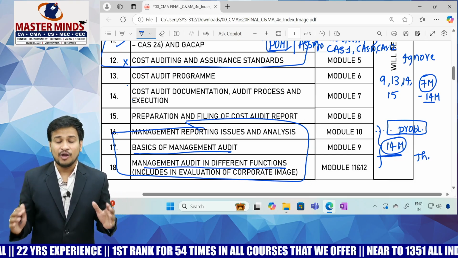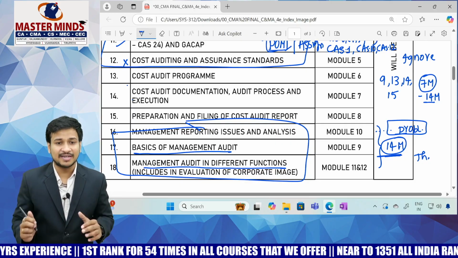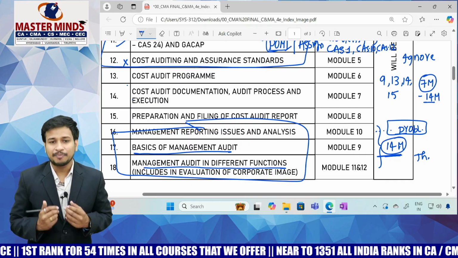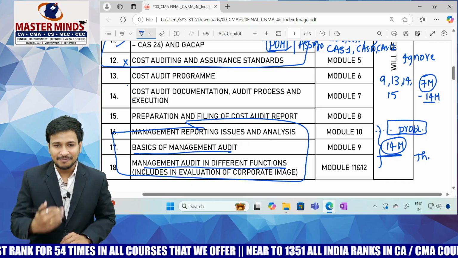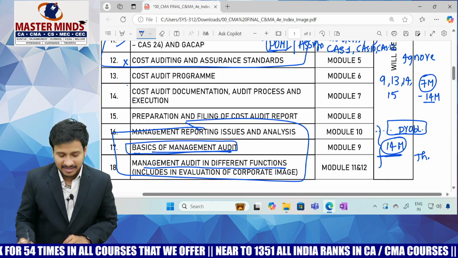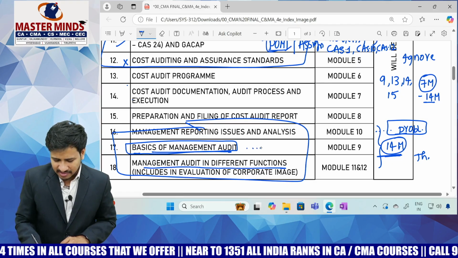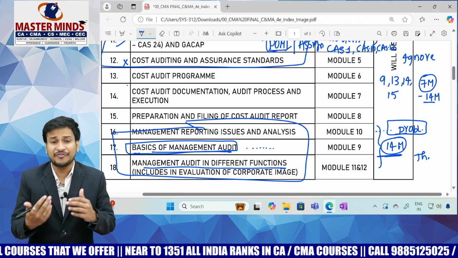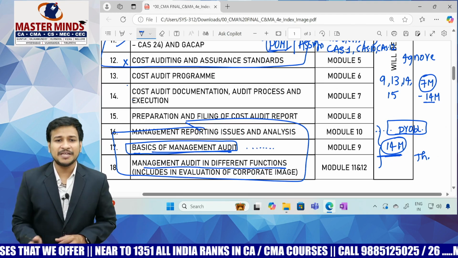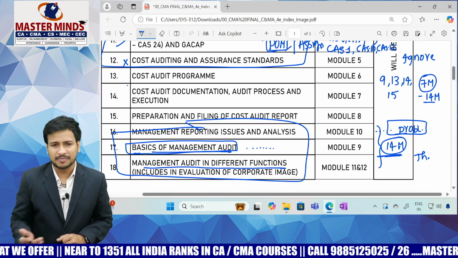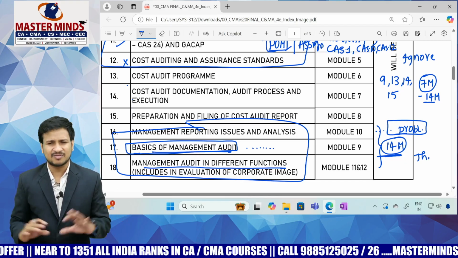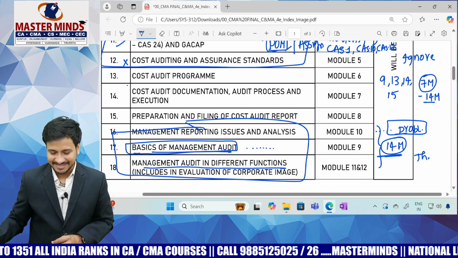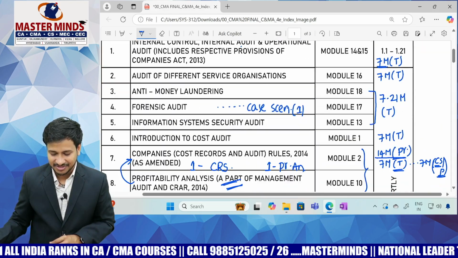But always being a teacher, being a faculty, my point is all about never leave an entire topic for choice. Prepare all the easy parts and leave. So my point, basics of management audit is very easy, and damn sure you're going to get 7 marks from this. So prepare that topic and leave management audit in different functions if needed. And management reporting, issues and analysis, just prepare problematic and just go through the topics once in a while. That's it, my dear children. So this is what your day before examination strategy.